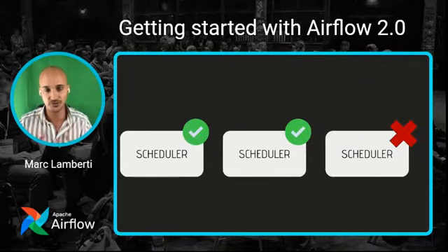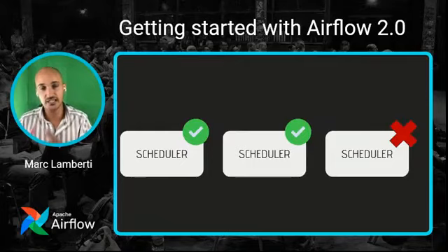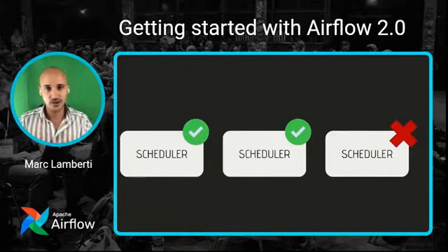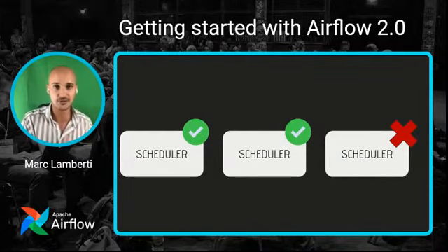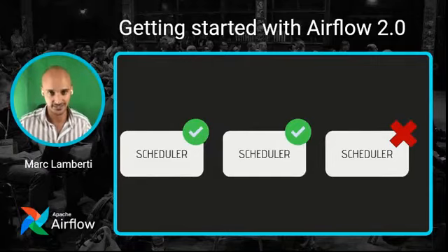This is the most important feature, and this is required in order to have a resilient, reliable orchestrator. Right now, you are able to have as many schedulers as you want. If one goes down, you still have the other schedulers in charge of scheduling your tasks. There are three benefits for that.